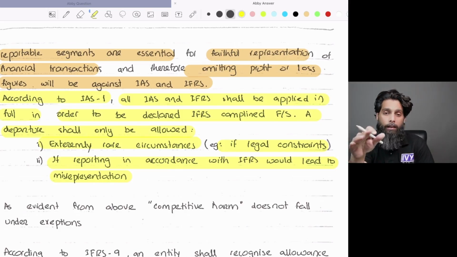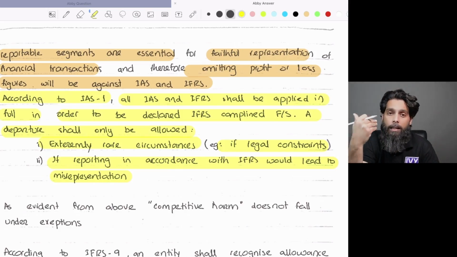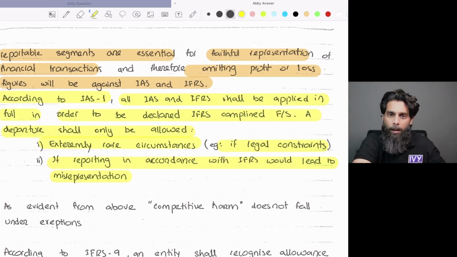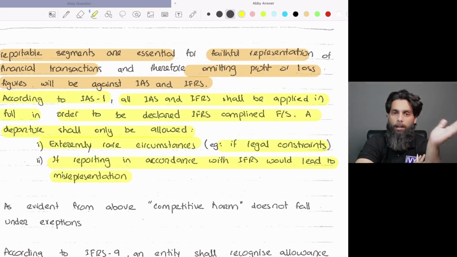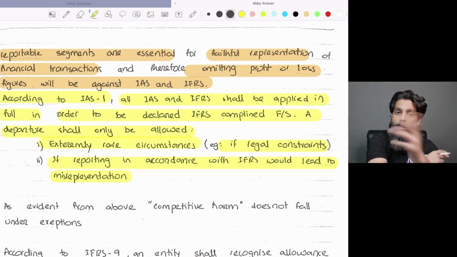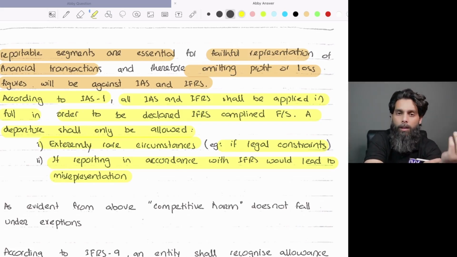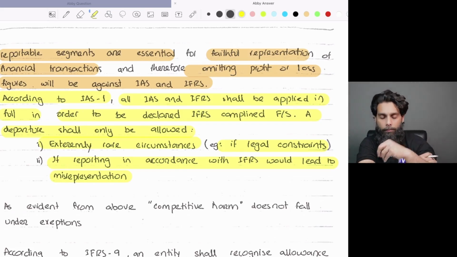Neither is it a legal constraint that allows you not to report something. I mean, just because the industry practice is not to report such types of transactions is not a legal constraint, and not an extremely rare circumstance. And furthermore, by providing disclosures under IAS 24 or IFRS 8, it would definitely improve the faithful representation rather than impair it. Yeah.